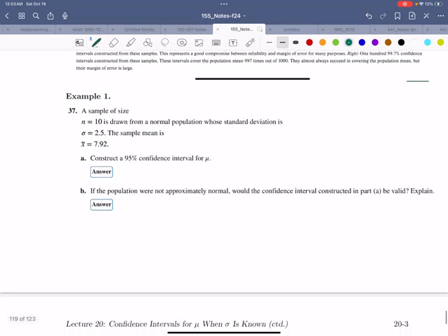Let's look at example 1 really quickly. Here we've got a sample of size 10, kind of a small sample, but the population is normal, so we're okay. Right, we've got the population standard deviation, we've got our point estimate, 95% confidence interval. This should not be too bad, right?